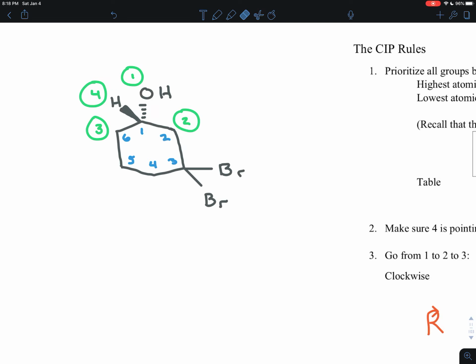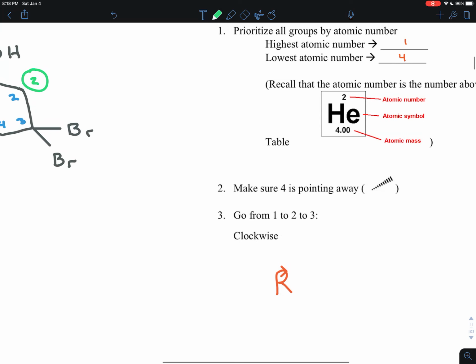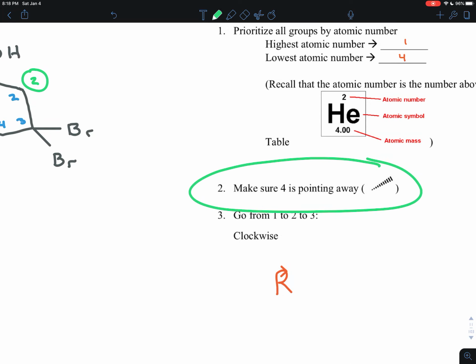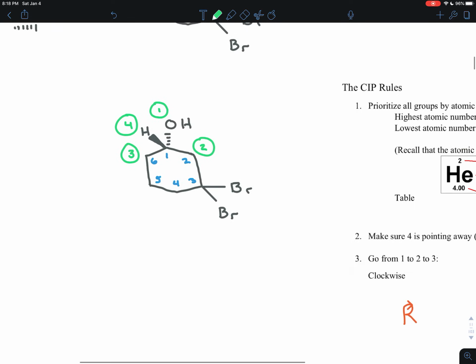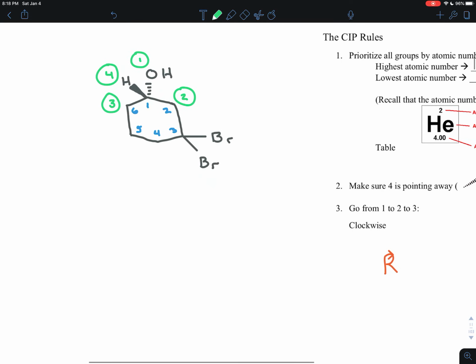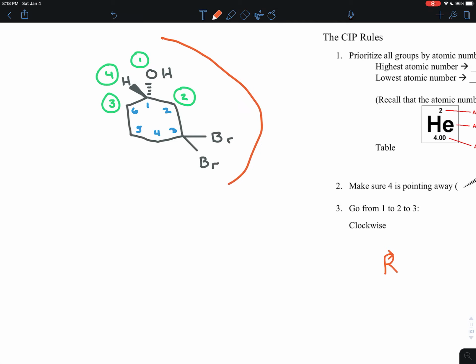Okay, so we have 1 carbon, we've assigned the priorities. In the second case, we want to make sure that 4 is pointing away. Now 4 is not pointing away, it's pointing out at us here. So what we're going to do is we're going to make a mental note. 4 is pointing out at us. We're going to go, as usual, from carbon 1 to carbon 2 to carbon 3, ignoring 4. We'll see what it looks like it is.